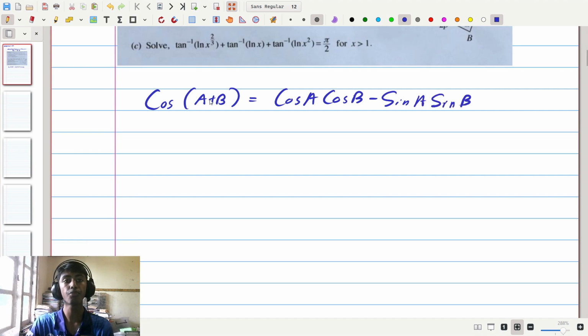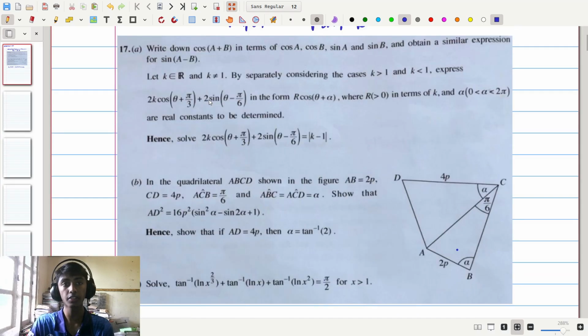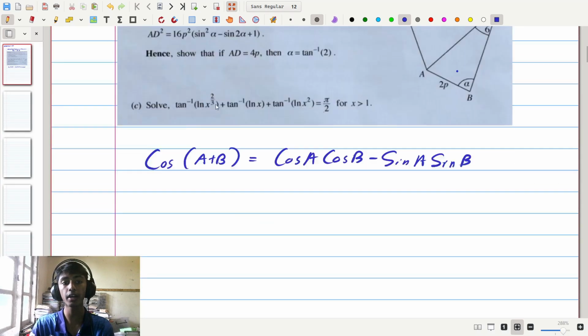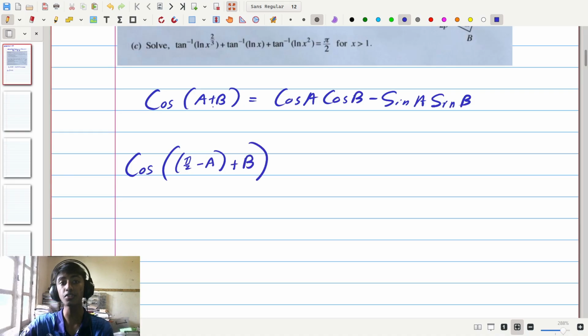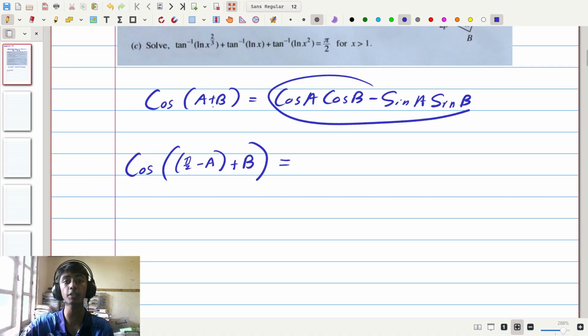Now, for the sine of A minus B, the substitution that I'm going to do into this formula is to, instead of writing A, write pi by 2 minus A, and you will see exactly why I'm doing this. So if I write that down, I can write the cosine of pi by 2 minus A plus B as the first angle plus B. And what I'm going to do first is to directly substitute into this expression here, taking the first angle A as pi by 2 minus some angle A.